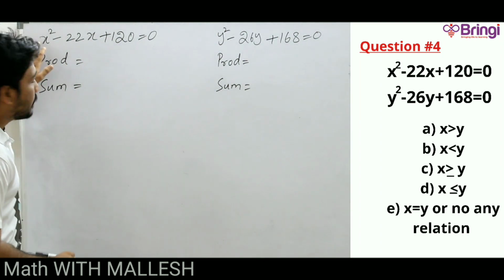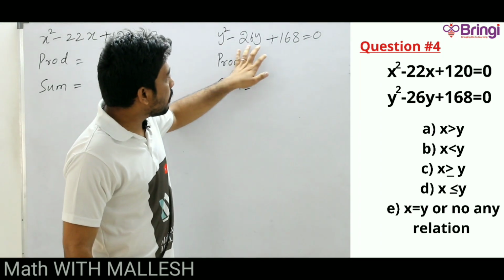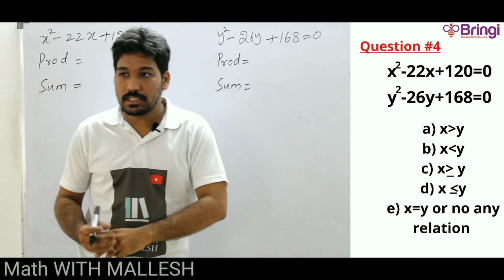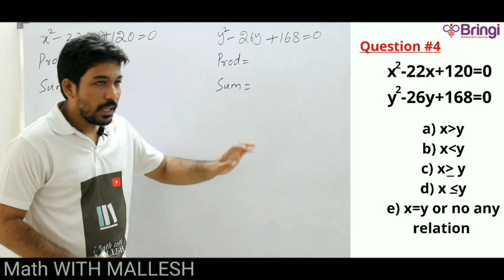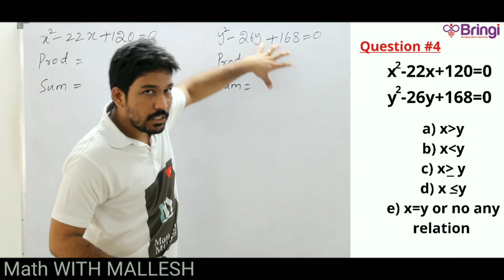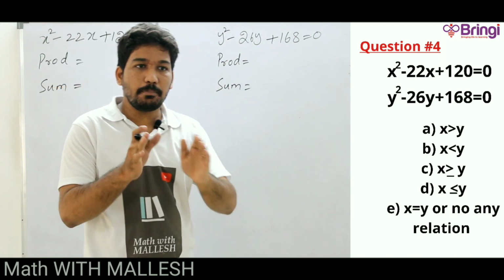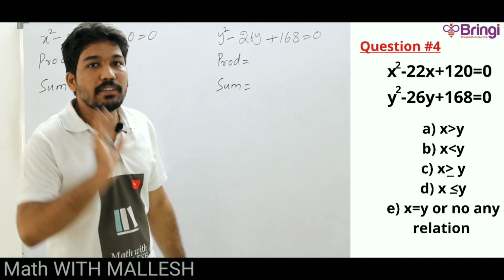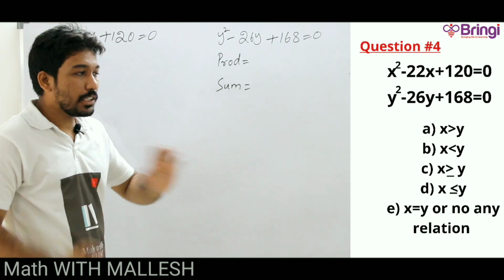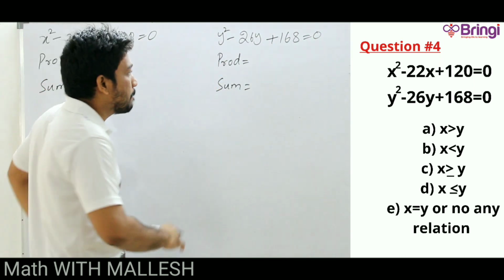Next question, x square minus 22x plus 120 is equals to 0, y square minus 26y plus 168 is equals to 0. And there is one more method also to find roots of the y value and roots of the x value. That method is for the people who are a little bit weak in maths. I will teach you that method also at the end of the session. Let me complete 5 questions in the original method.